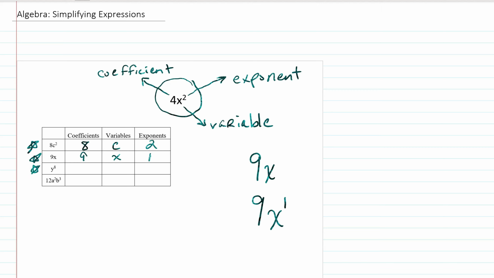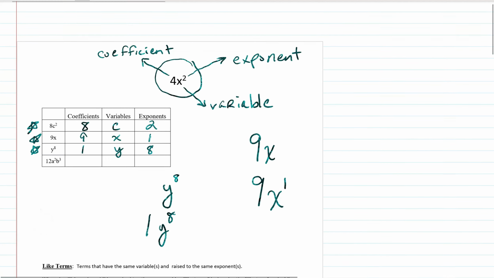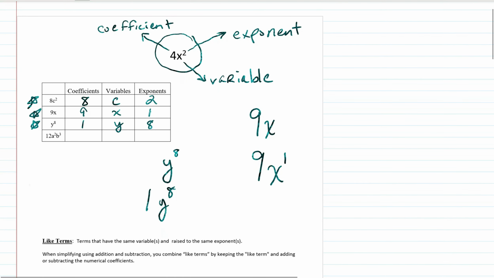On this third example, y to the 8th, we know 8 is the exponent, y is the variable. But also here, for the coefficient, there's an invisible 1 there. So if I say y to the 8th power, I can also rewrite it as 1y to the 8th, with that 1 as the coefficient. There's implied to be an invisible 1 in front of any variable that doesn't have a coefficient already.